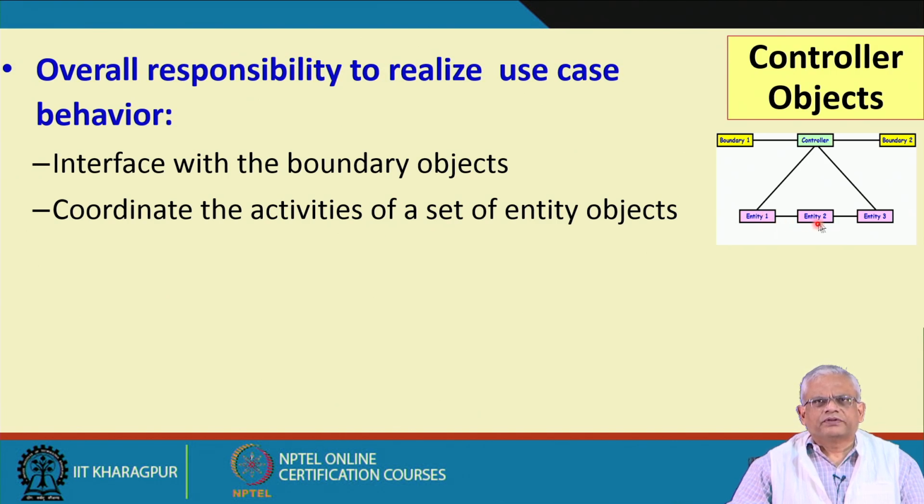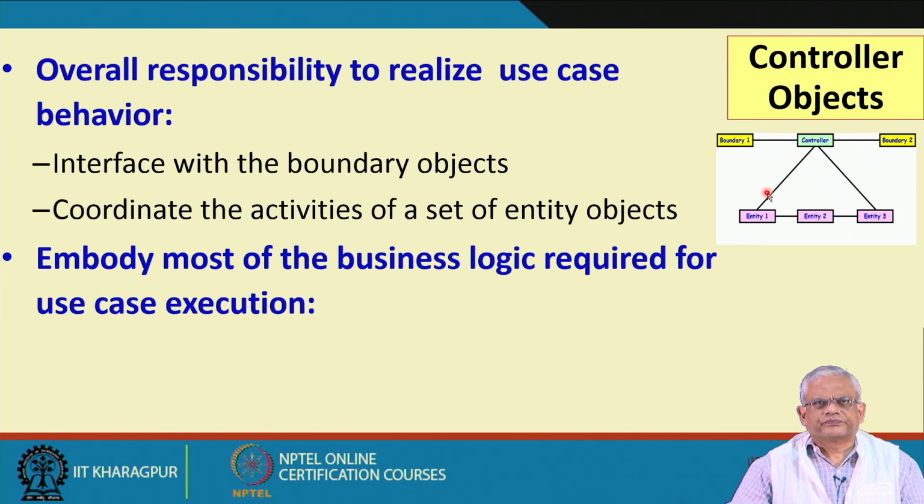In this simple example, it requests just one of these, and then they in turn take help of other objects and return the data. But in a more complex use case, the controller might request dozens of other objects at appropriate times to get the behavior required for a use case implemented. We can say that the controller object coordinates the activities of a set of objects.